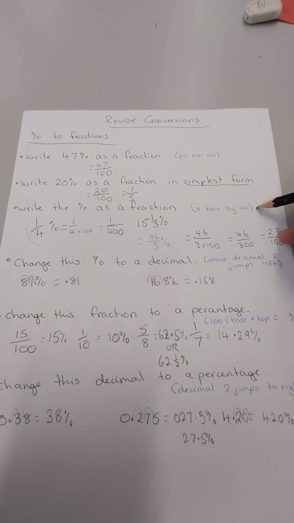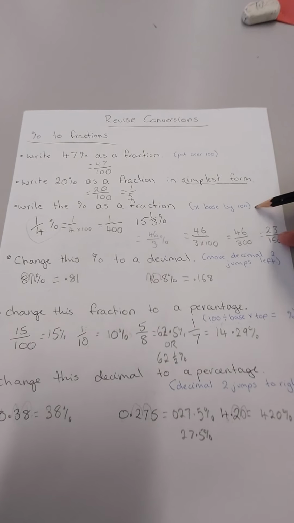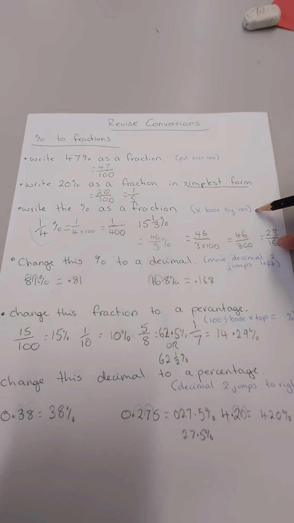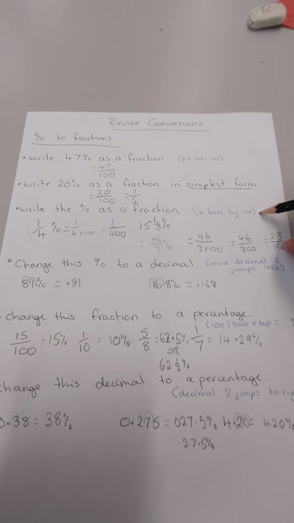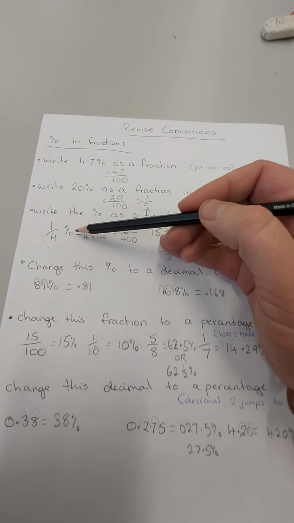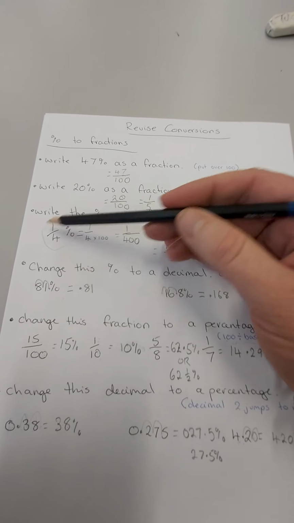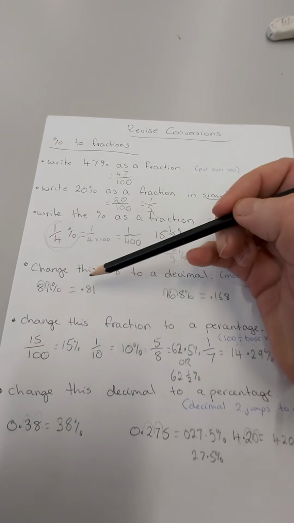Now what we do here is we times our base by 100, okay? Because it was a percentage, we make it into a fraction. The first one we've got is 1/4%. Now this is awful. Look at it. I mean, is it a fraction? Is it a percentage? This is some crazy going on here.